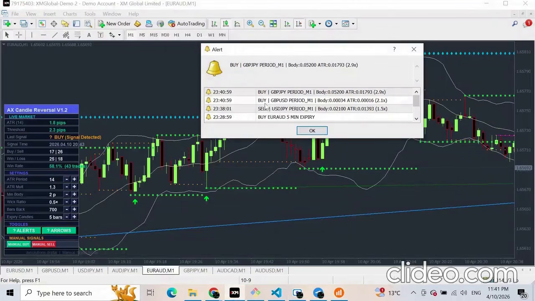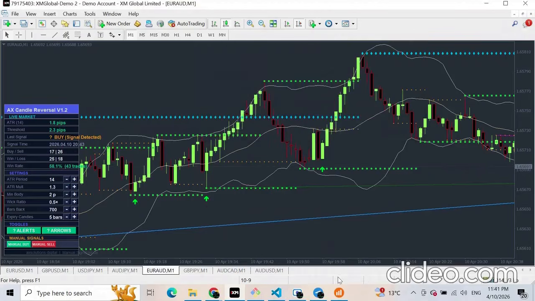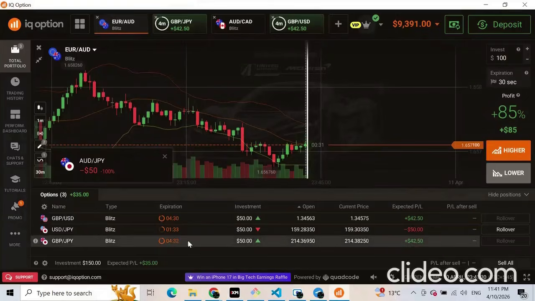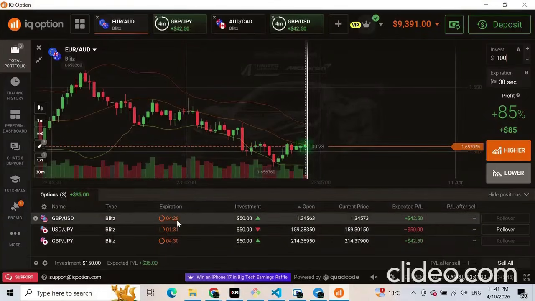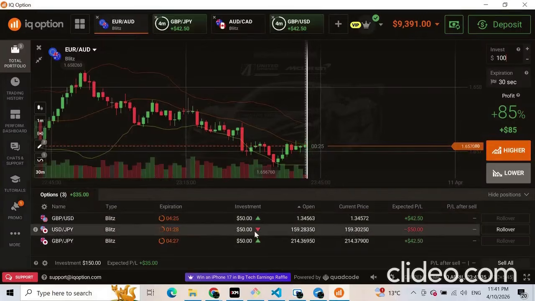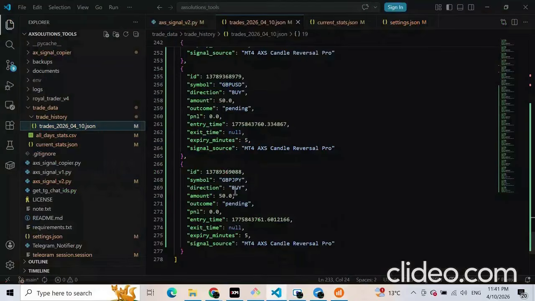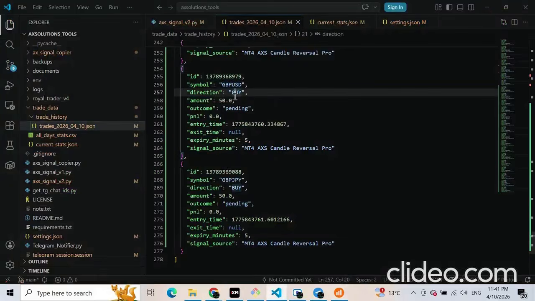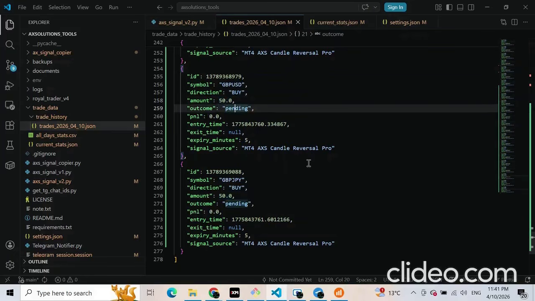Just now my indicators generated 3 trading signals, and these signals are automatically executed by the Python program. You can see all of these are 5-minute expiry trades, right? So here you can see how the trade records are recorded. It has pair, direction, bet amount. Currently these are active trades, so the status is pending, PNL pending.